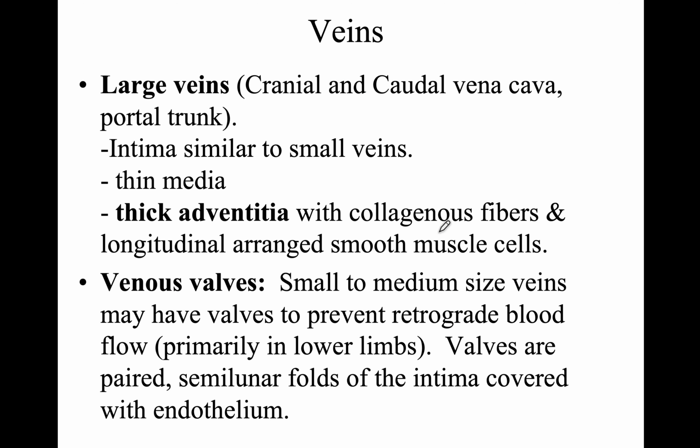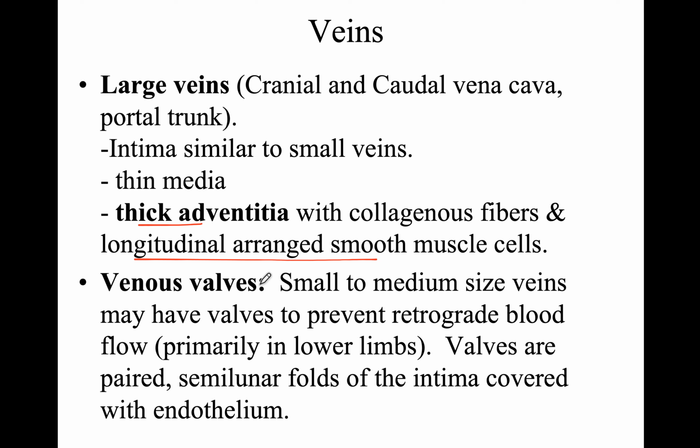Then we have the large veins. We have the cranial and the caudal vena cava, beside the portal tract. The intima is similar to the small vein. We have a thin media, and very important, we have a very thick tunica adventitia. This tunica adventitia is dense irregular connective tissue, and it contains longitudinally arranged smooth muscle. So the smooth muscle may be absent in the tunica media, but we could see it in the tunica adventitia.